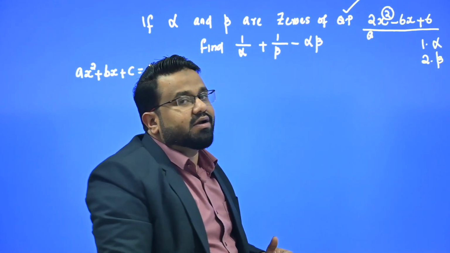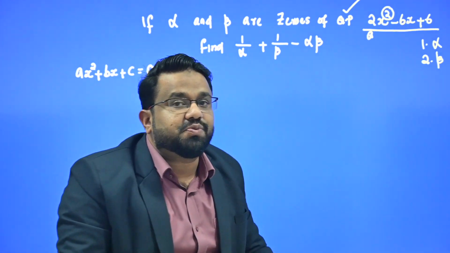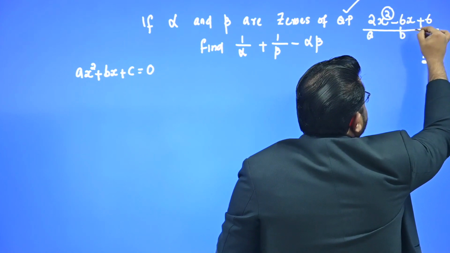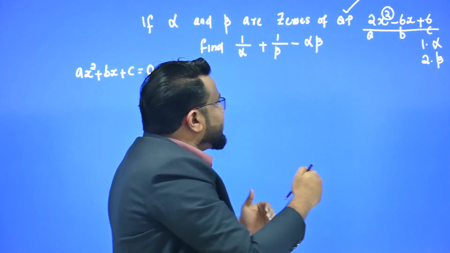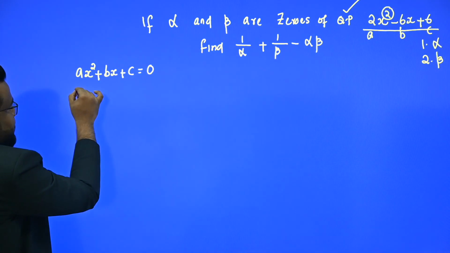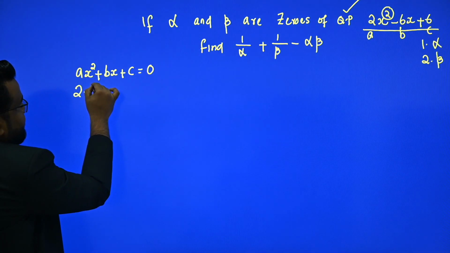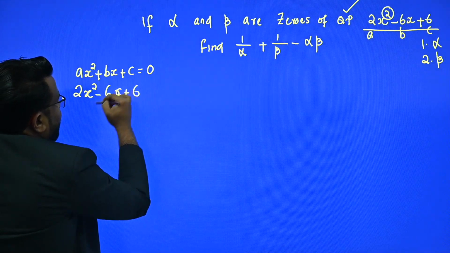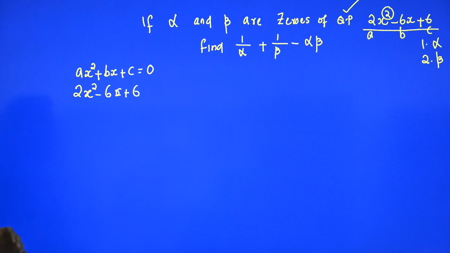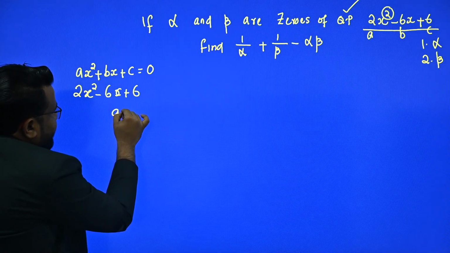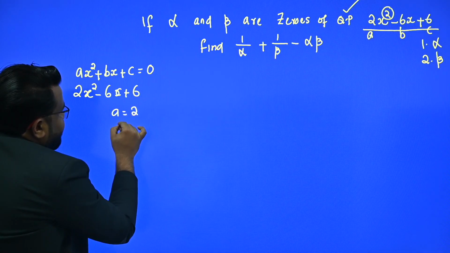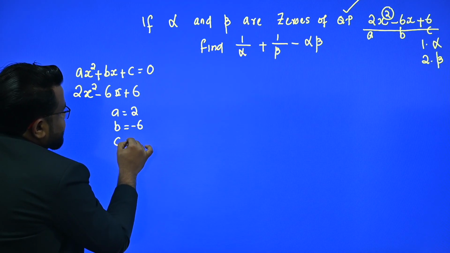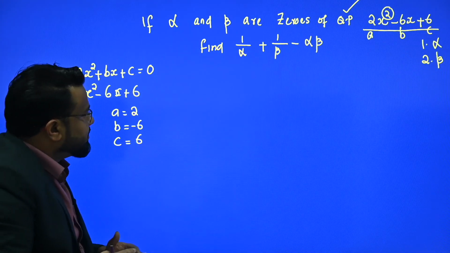And b stands for what? Coefficient of x. Which value is multiplied with x? That we call b. And c is the constant. So in this case, the equation is 2x squared minus 6x plus 6. That is the quadratic polynomial. So what is the value of a? A is equal to 2, b is equal to minus 6, and c is equal to 6.